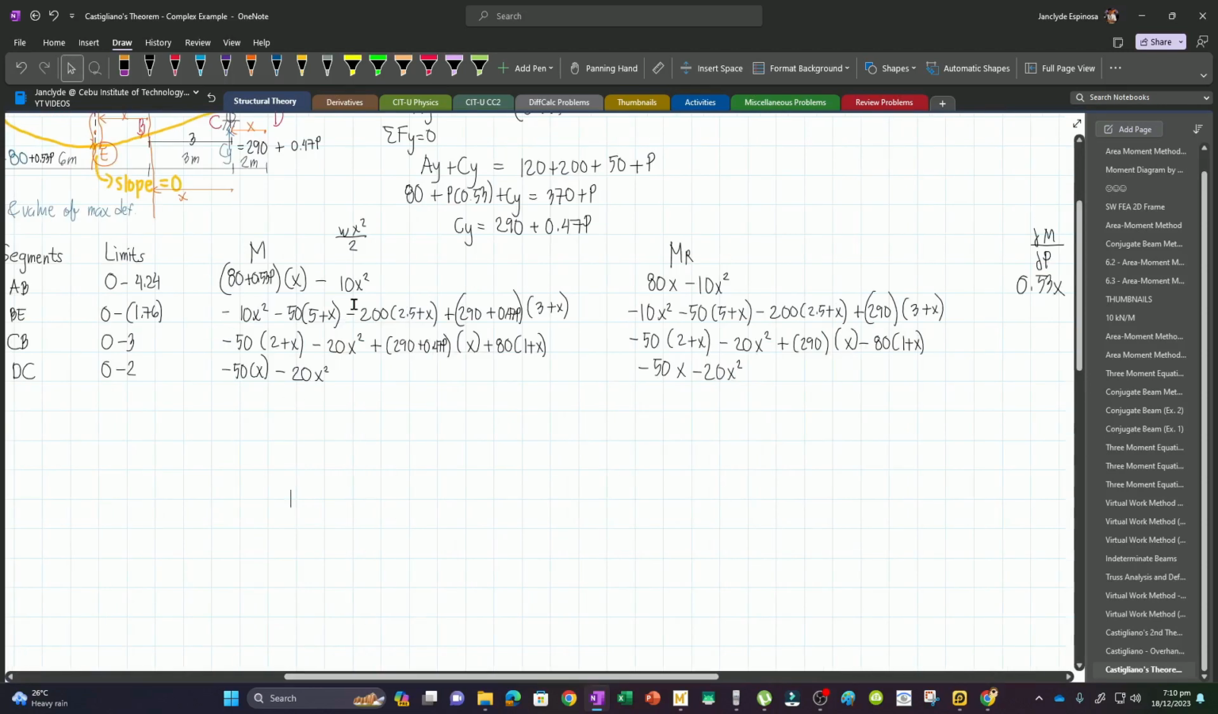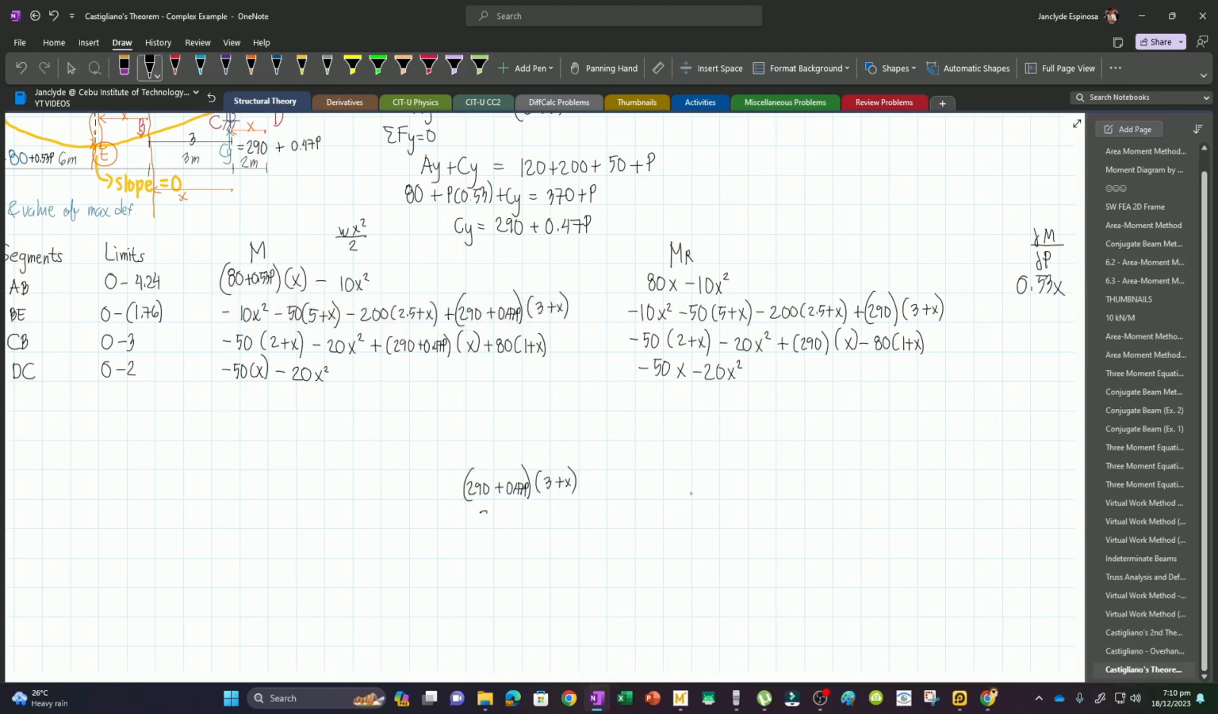And then for the second one, we are not interested in these expressions because there is no P there. So we will only include this one. And if we expand that, it becomes 290 times 3 plus 290x, and then plus 0.47P multiplied by 3 and then plus 0.47x. So this becomes 0 because there is no P there. And then this will be 3 times 0.47, which is 1.41P, and then plus 0.47x.